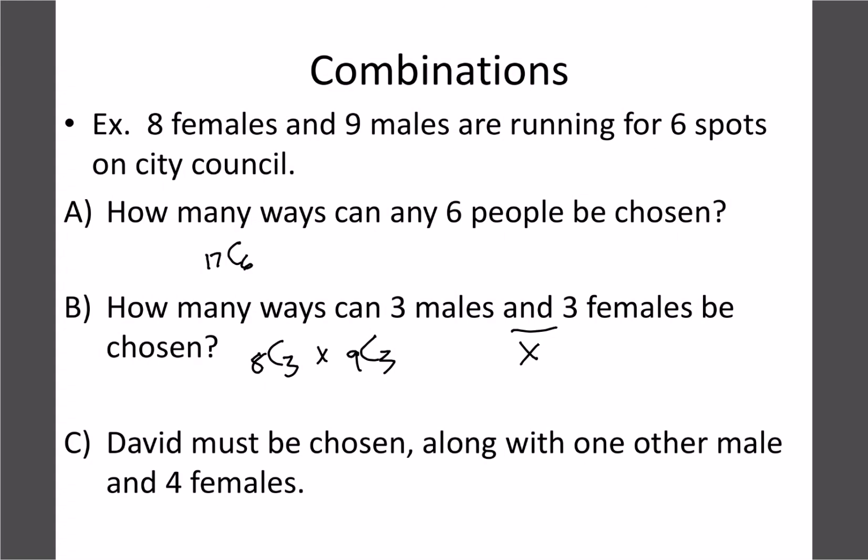The next one, we've got David, so you could write it as 1C1. There's one David, we have to take him. We want one other male, so that means there's only going to be 8 males left to choose from. We want one other one, and then we want 4 out of the 8 females. So you're going to get 1C1, 8C1, things like that. 1C1 actually ends up being just 1, so that doesn't change. 8C1 would just be 8, so you could also write this as 8 times 1 times 8C4, which would also work.